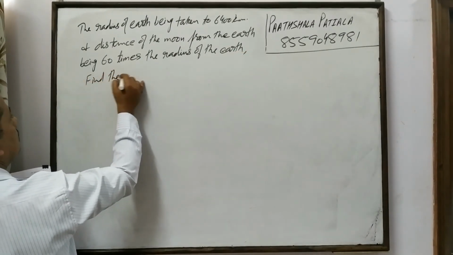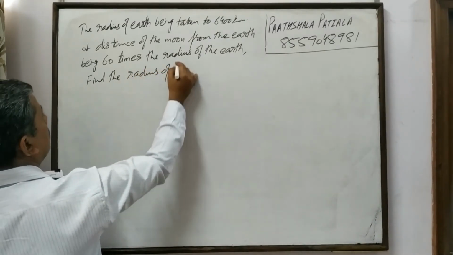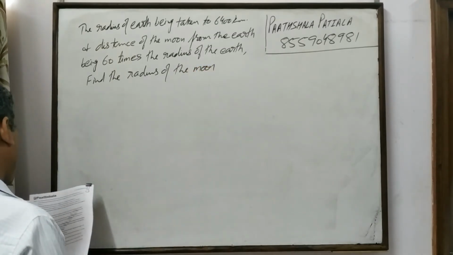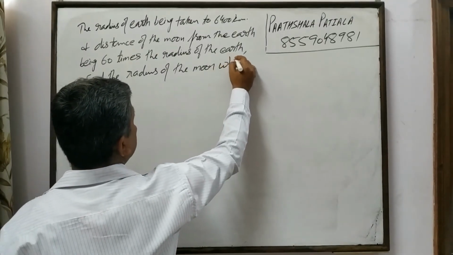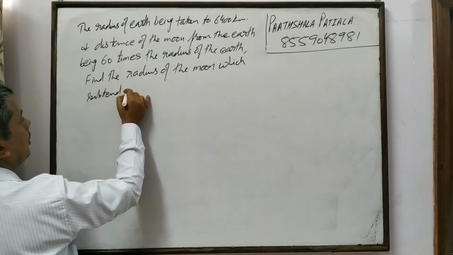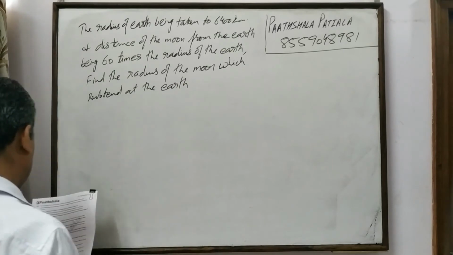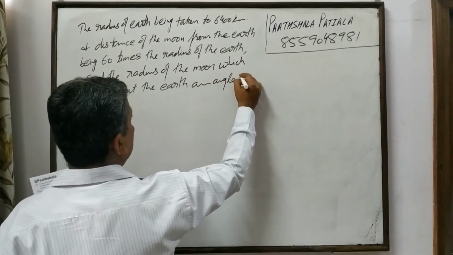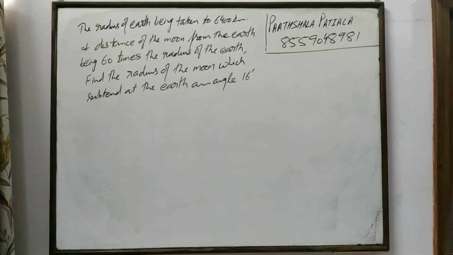Find the radius of the moon which subtends at the earth an angle of 16 minutes. The angle at the earth is 16 minutes.